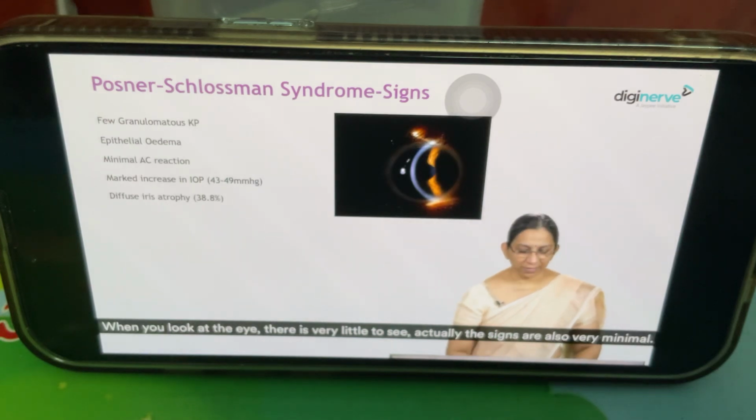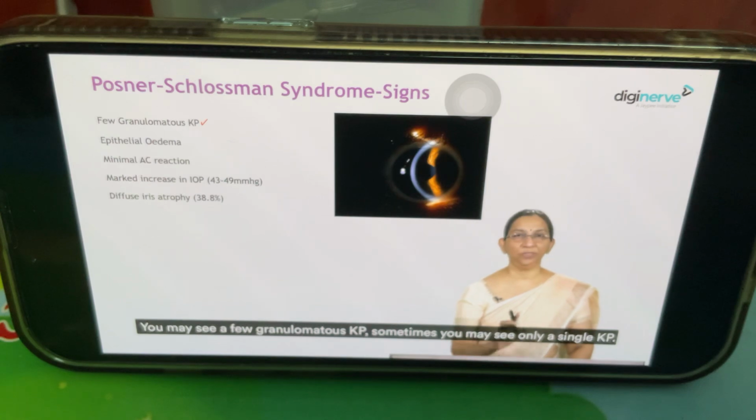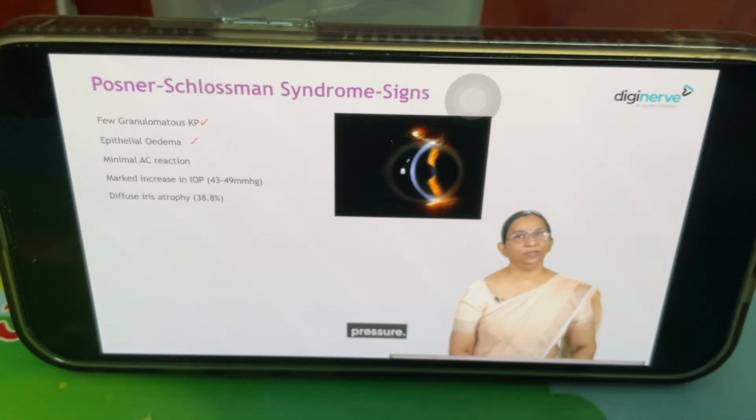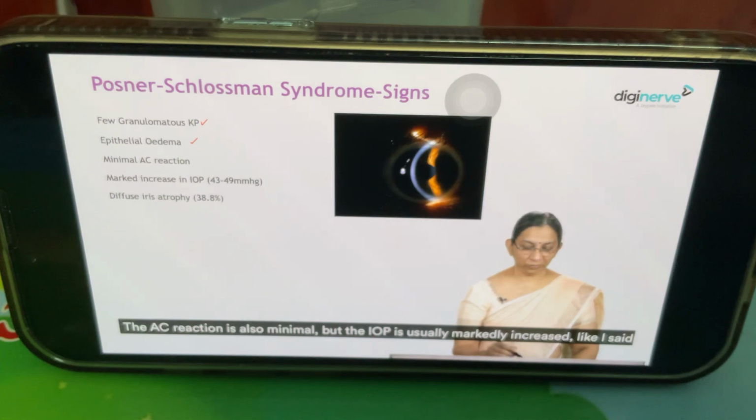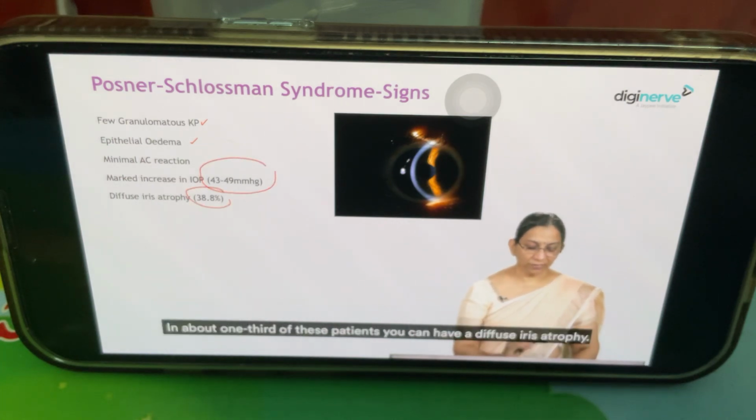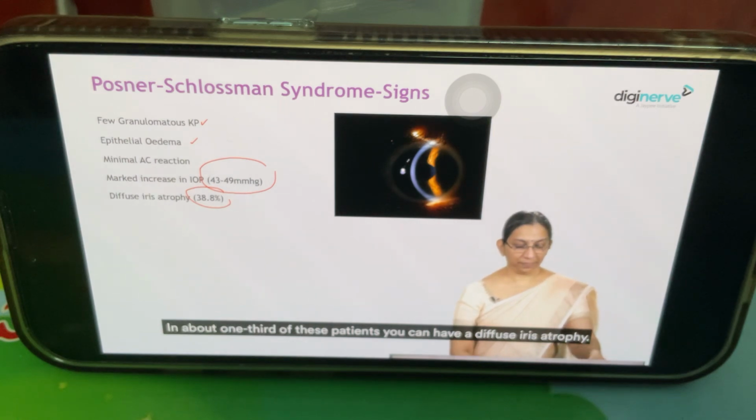When you look at the eye, there's very little to see. Actually, the signs are also very minimal. You may see a few granulomatous KP. Sometimes you may see only a single KP. There might be a corneal epithelial edema because of the sudden rise in intraocular pressure. The AC reaction is also minimal, but the IOP is usually markedly increased. Like I said, it can go up to the 40s or 50s. In about 1/3 of these patients, you can have a diffuse iris atrophy.